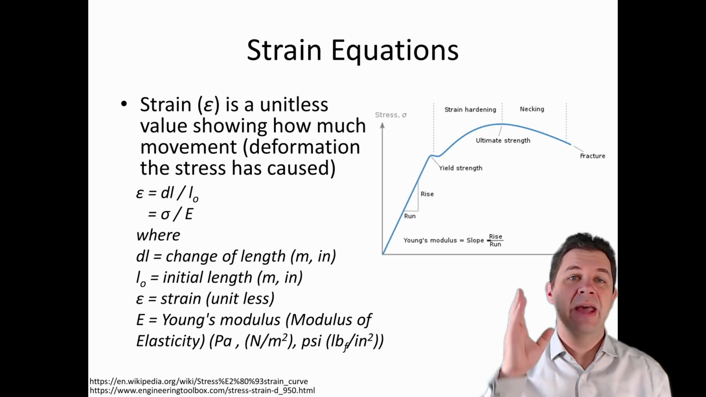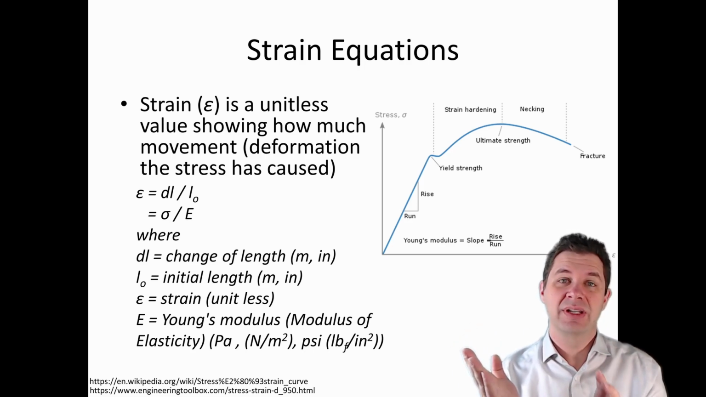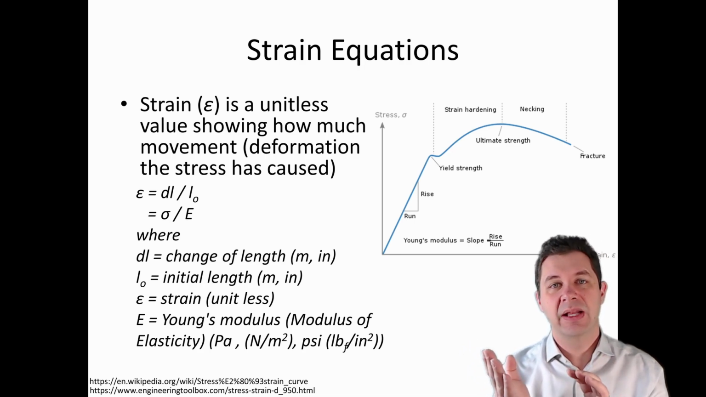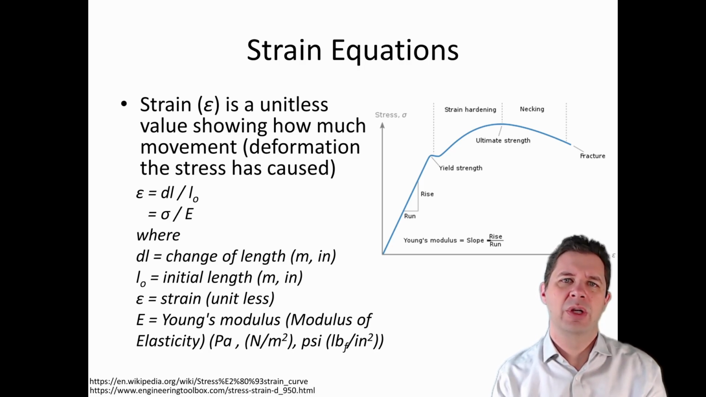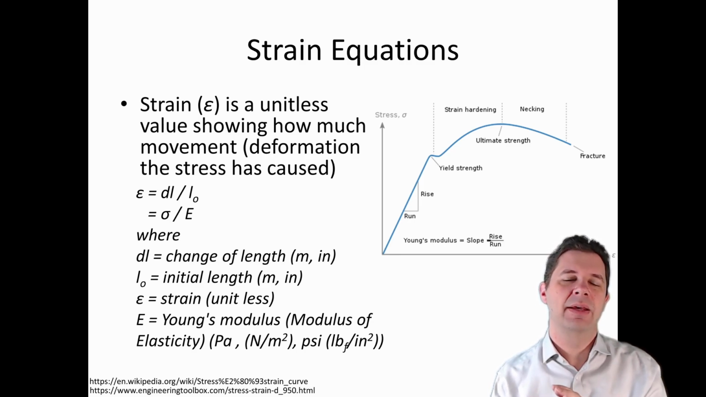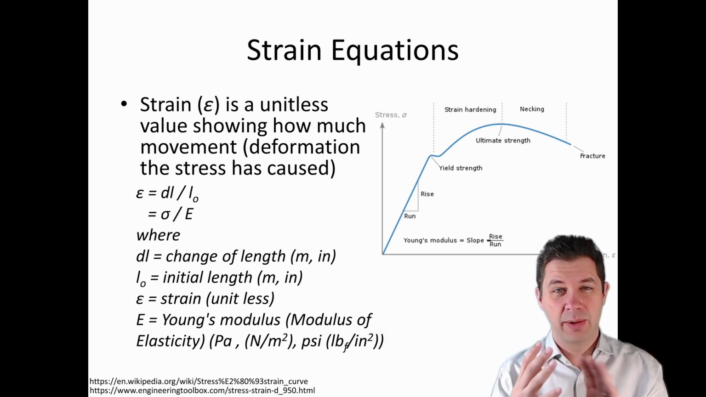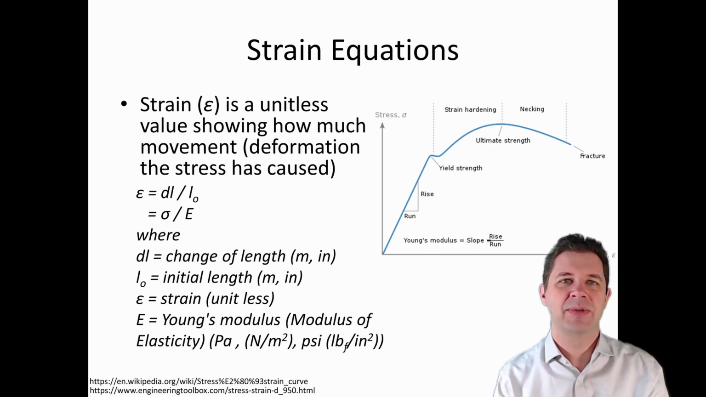Now, when we talk about strain, we have these nice stress strain curves where we see how the strain changes in a material based on the stress that's been applied to that material. Now, this strain is a unitless variable, so we don't have a unit with it, and it's essentially showing how much movement we're getting based on the stress that's been applied, how much deformation that there is. So here we have the change in length divided by the total length, or the previous length, the unstressed length. And that's what our strain, or epsilon, equals.